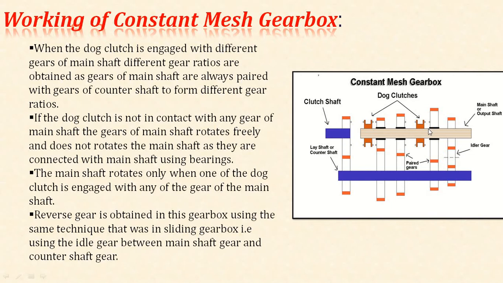And if the dog clutch is not in contact with any gear of the main shaft, the gears of the main shaft rotate freely and do not rotate the main shaft, as they are connected to the main shaft using bearings. The main shaft rotates only when one of the dog clutches is engaged with one of the main shaft gears.